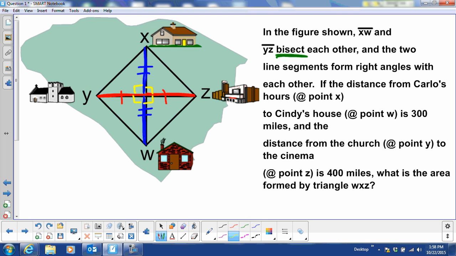It says if the distance from Carlo's house, which is at point X, meaning right here, to Cindy's house, which is at point W right here, is 300 miles, well, that means the entire distance from here to there, so this entire line from there to there, is 300 miles. So I'm going to mark that down. So the entire distance from here to here is 300 miles.